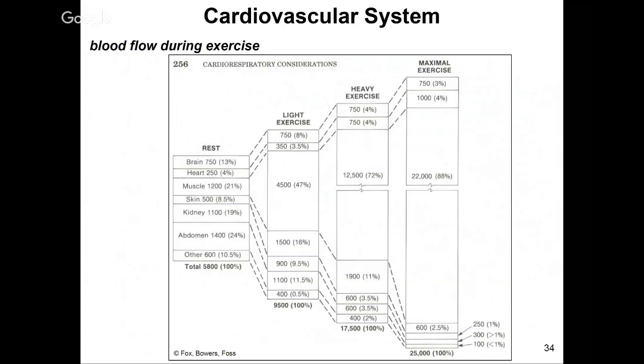Anyway, you can see how much the amount of blood shifts and increases as you start doing exercise. It's many times greater. So if you're doing heavy exercise, your muscles are getting 10 times the blood that they typically get at rest. If you're doing maximal exercise, that's almost 20 times the amount of blood that they would be getting at rest. So they're pretty selfish when it comes to blood.